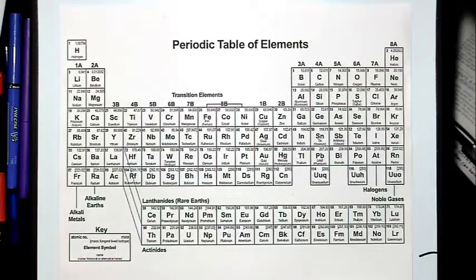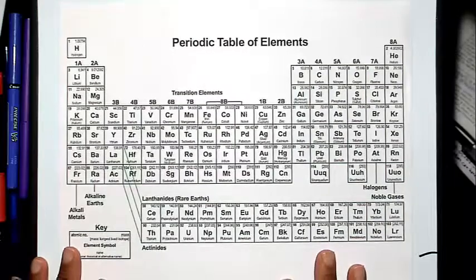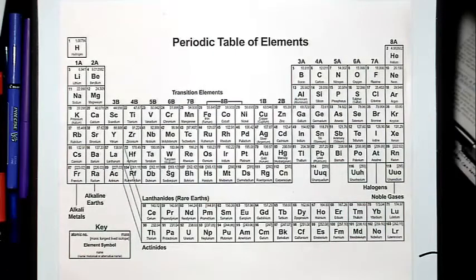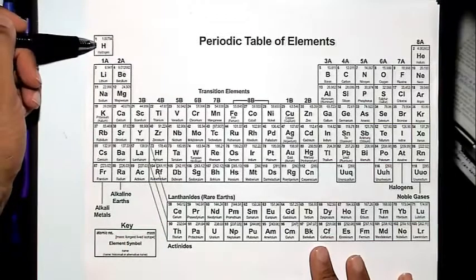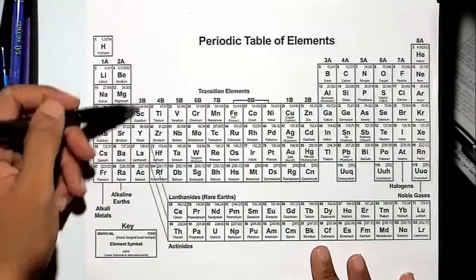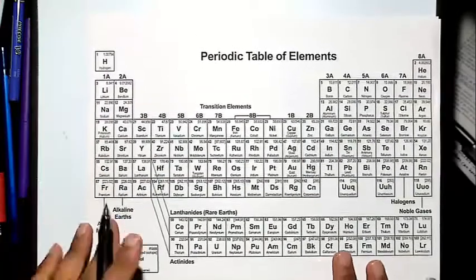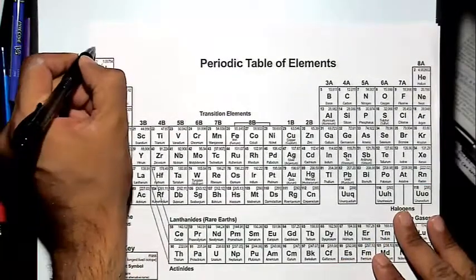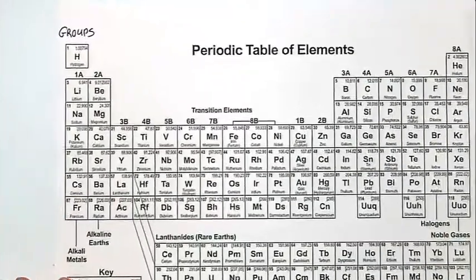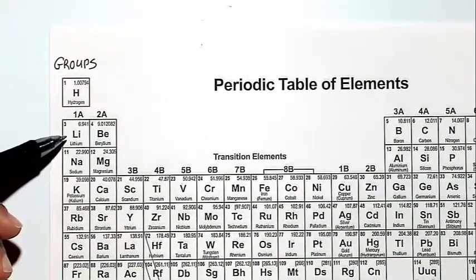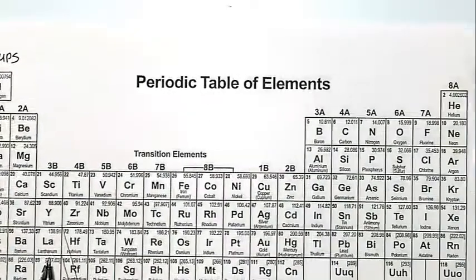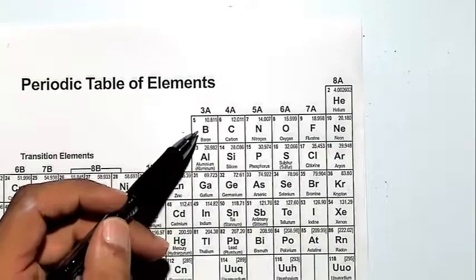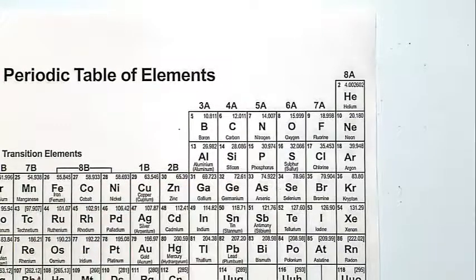So the first thing I'd like to show you when you look at the periodic table is how this is arranged. We have columns that go from up to down, and we don't call them columns, we call them groups. Now, there are different versions of the periodic table. This version calls this group 1A, and then you have group 2A, and then you skip to group 3A, 4A, 5A, 6A, 7A, and 8A. That's one version of the periodic table.